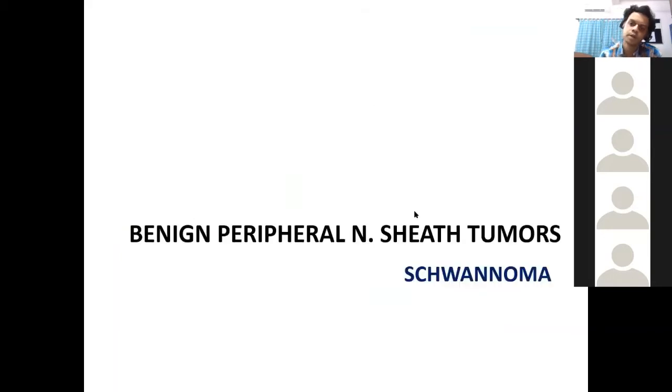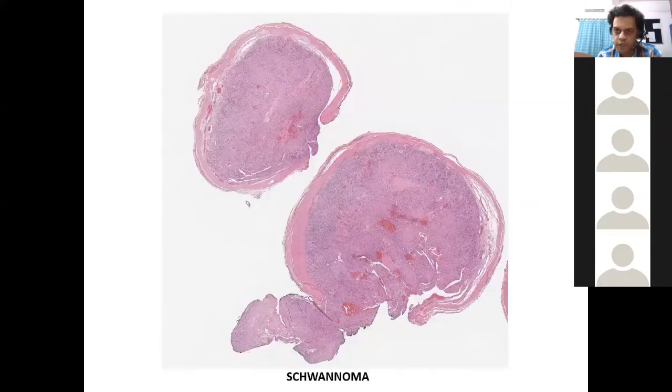Now coming to the big one, schwannoma. This is something that should be known inside out by all pathologists actually. All the variants, all the histological features that we are expected to see, because we will come across this particular entity in many kinds of forms and at many different places. So we should know about the variations mostly.